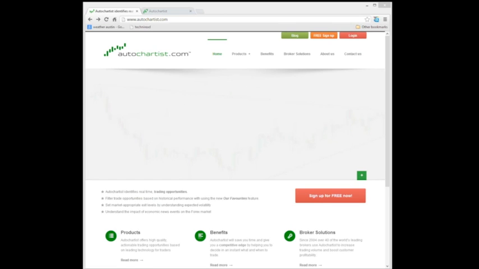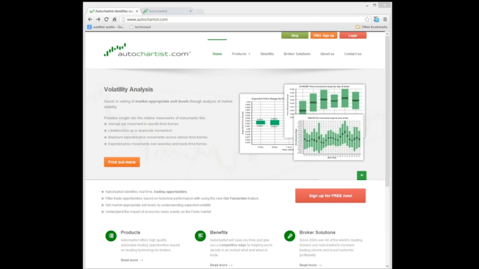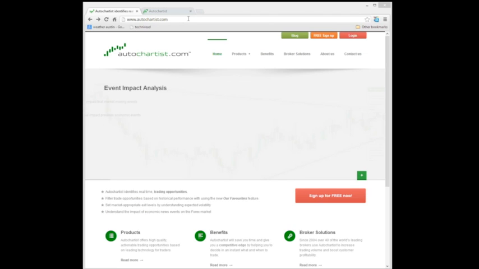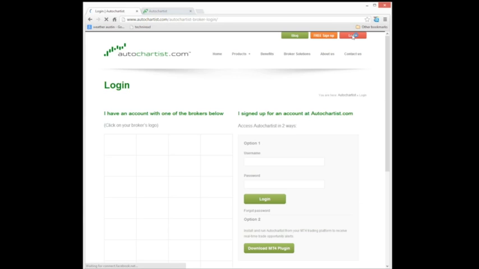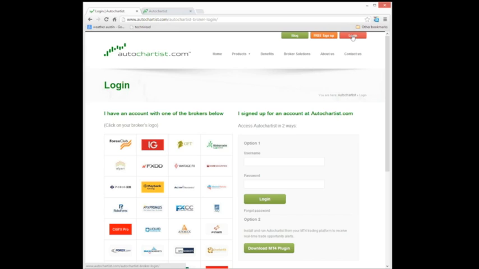So first things first, many people ask, how do we get into the platform? As you can see in front of me, I have the Autochartist website up on my screen. Click on the login button on the top right hand side, and you will get logos of all our different broker partners. Those are specific links to get into the Autochartist application if you have live accounts with those broker partners.